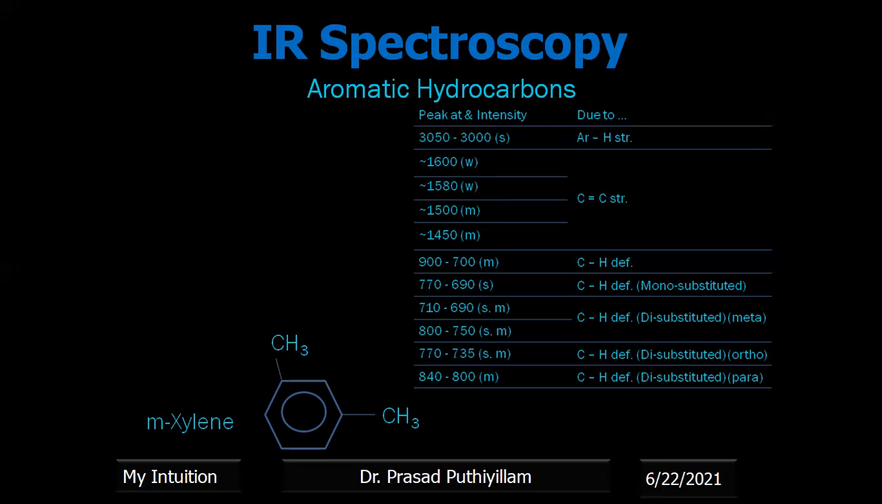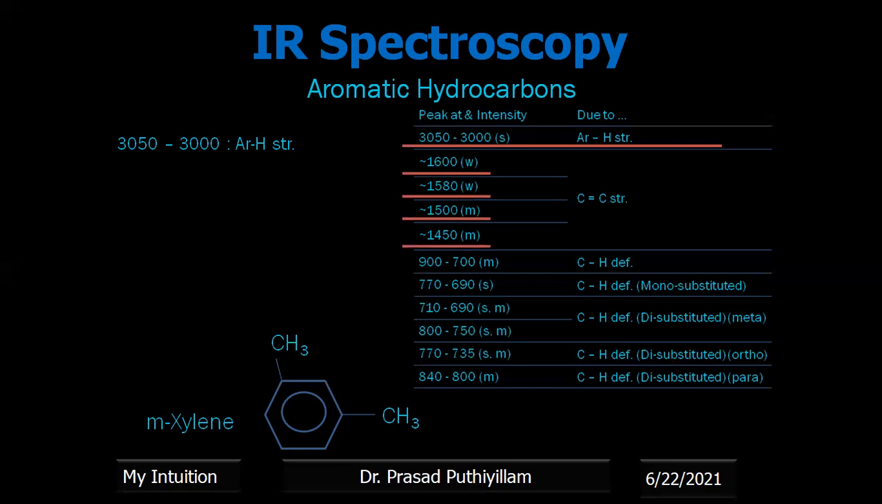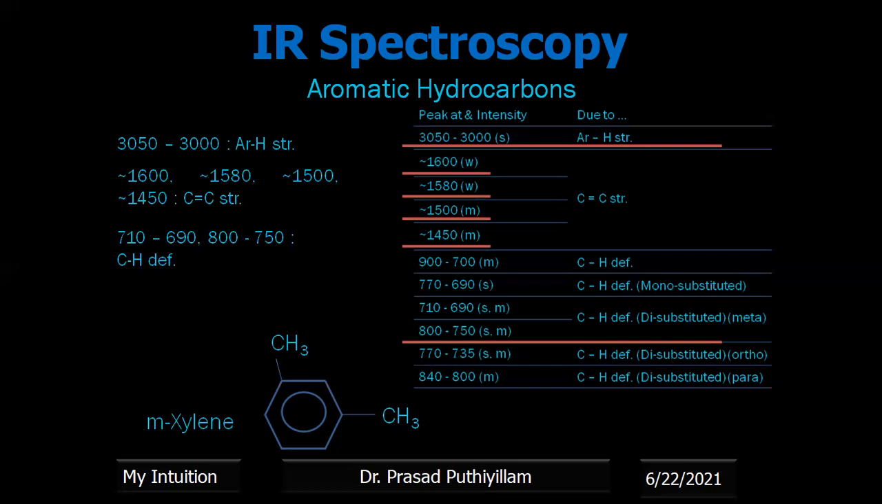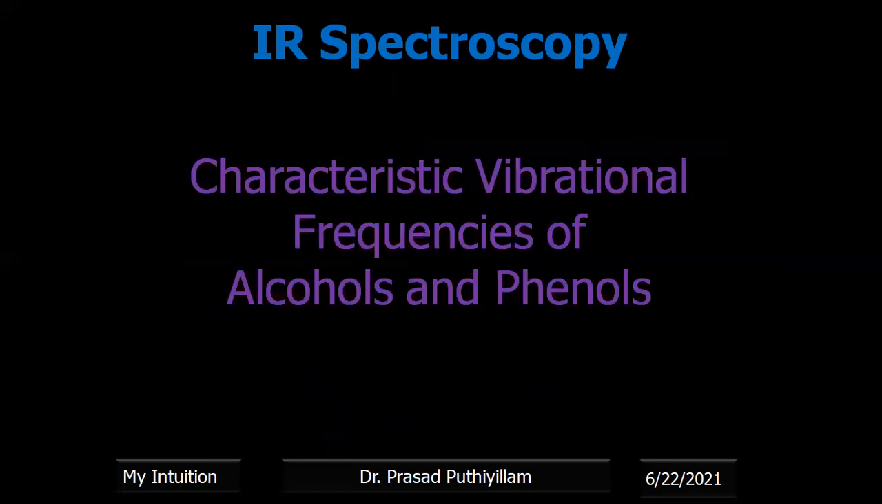Okay, so it can be represented like this, a meta xylene. The compound also should give the first value, that is 3050 to 3000, a strong peak is expected, then 1600, 1580, 1500 as well as 1450 peaks are expected since it is aromatic. Then it is disubstituted meta case, 2 peaks at around 710 to 690 as well as 800 to 750. That is due to CH bending type vibration. Then normally CH3 group, CH stretching in the range of 2970 to 2845.